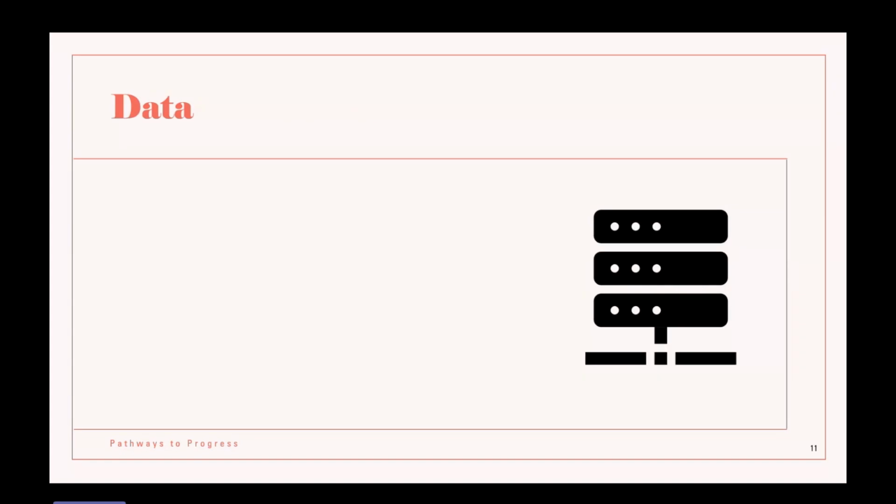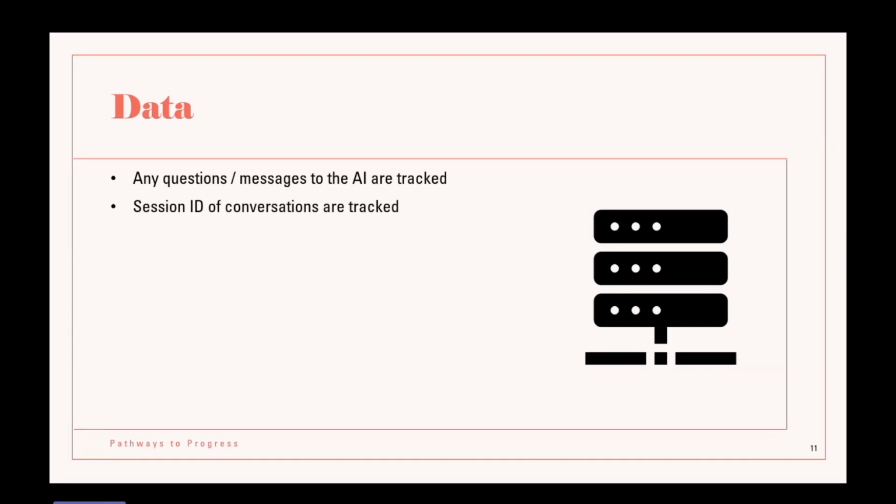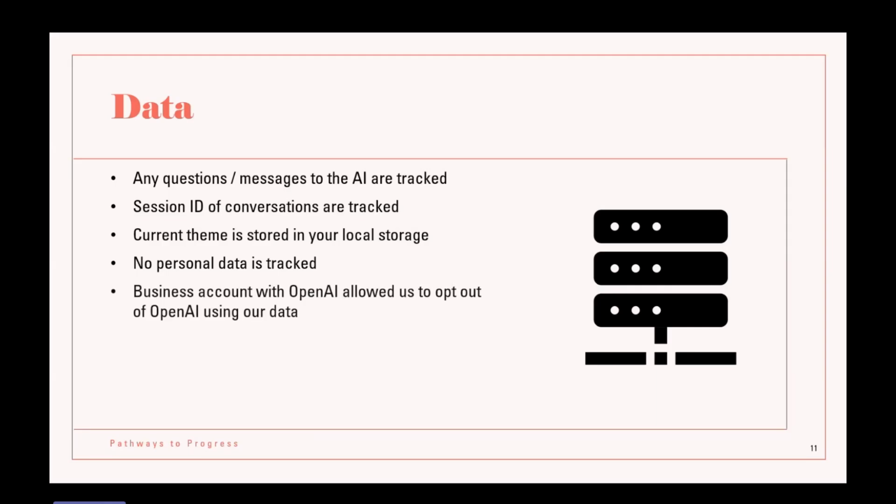Now, this is clearly a service, so what is being tracked? Well, there are a couple things. We keep track of any messages sent to the AI, as well as the session ID of any conversations. Other than that, we also store a variable on your local storage that will retain your current theme. But we don't track any personal data, nor does OpenAI track any questions or responses from our AI assistant either. Since we have a business account with them, it is opted out of data tracking, so we don't have to worry about that.